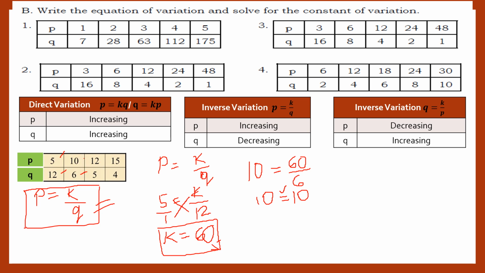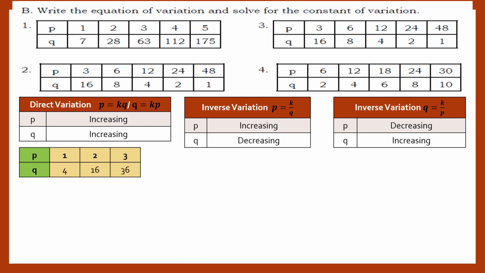Let's try another one for 12 and 5. So this will be 12 is equal to 60, that's your constant, divided by q, which is 5. And again, 12 is equal to 60 divided by 5, which is 12, which is correct. Therefore, our value of k, which is 60, is correct. So that is how you get the value of the constant of variation.